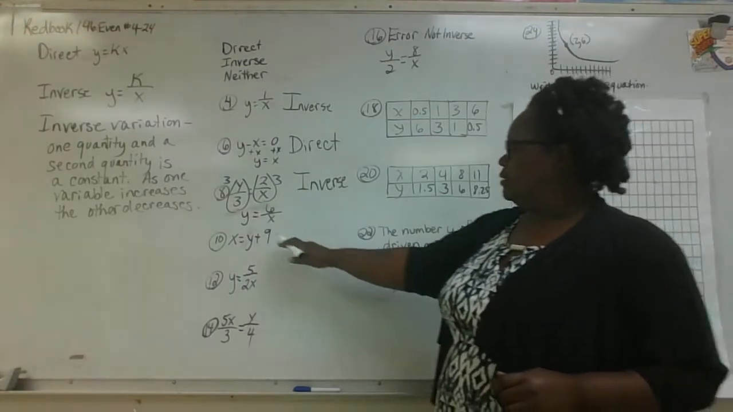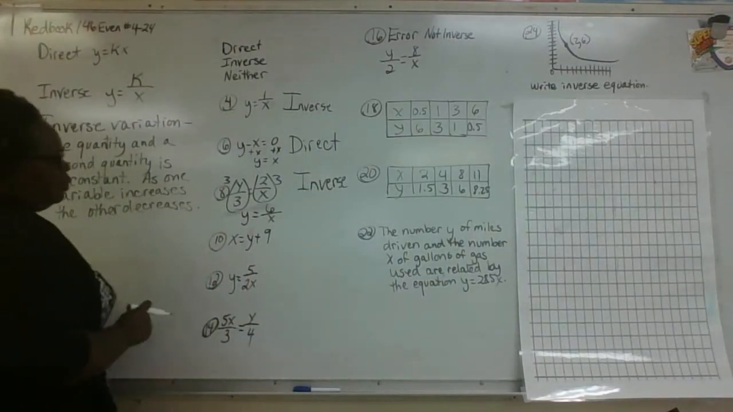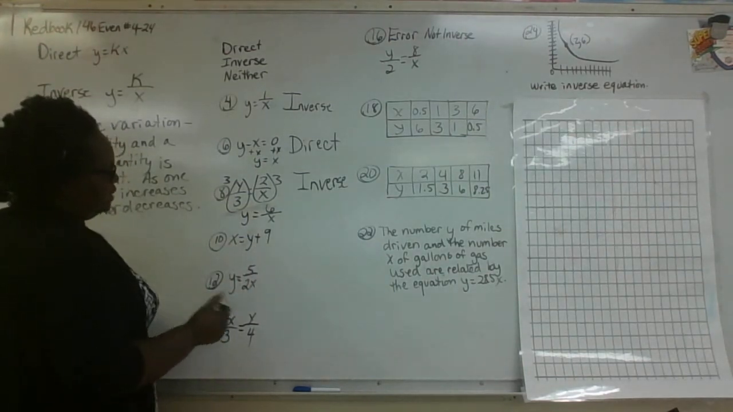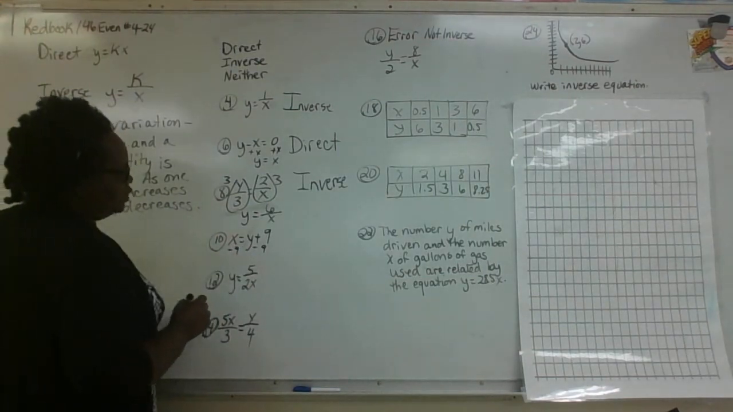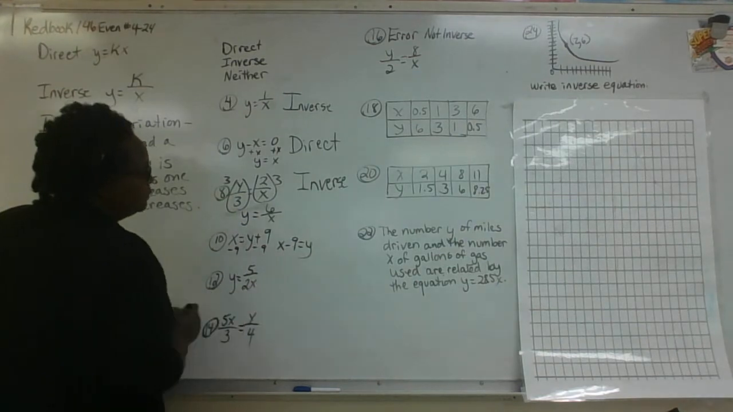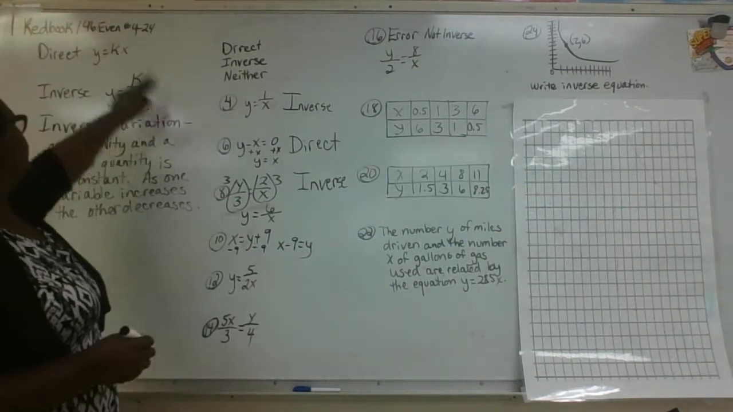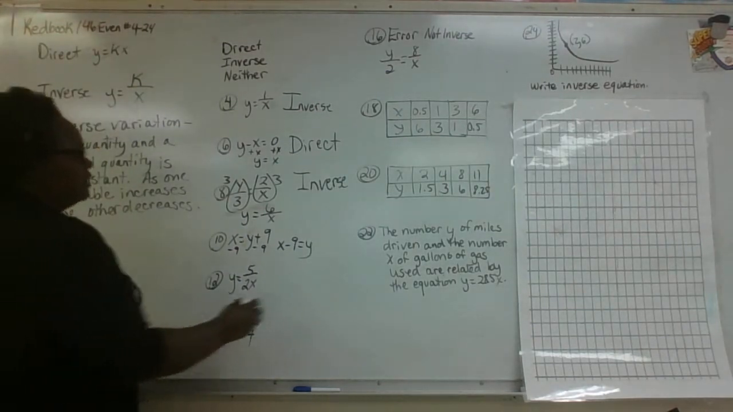Okay, let's look at number 10. On number 10, we need to isolate y. So we need to subtract 9 from both sides, and therefore minus 9, minus 9. So our final equation looks like this: x minus 9 equals y. And therefore, we can conclude that it's not direct, it's not inverse. So therefore, it is neither.